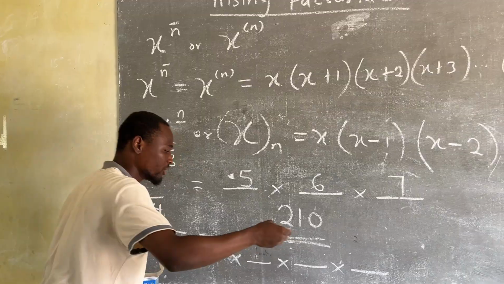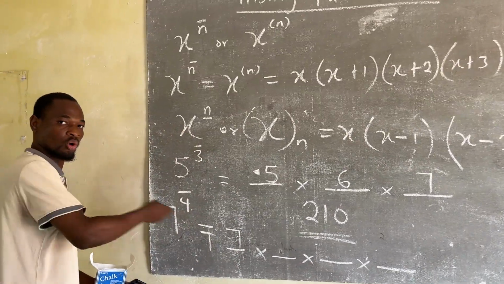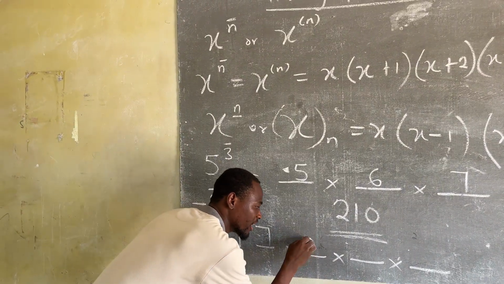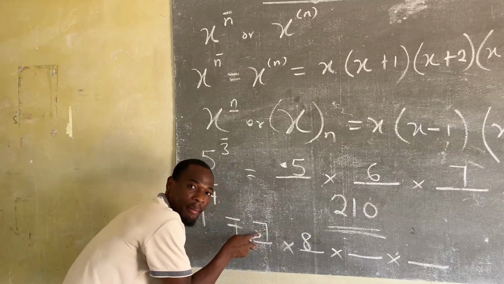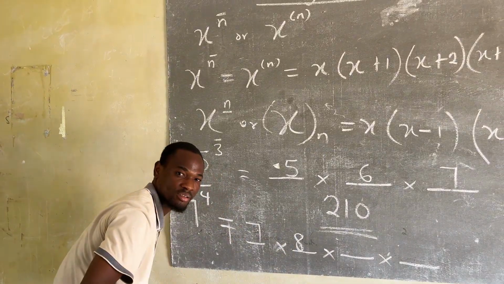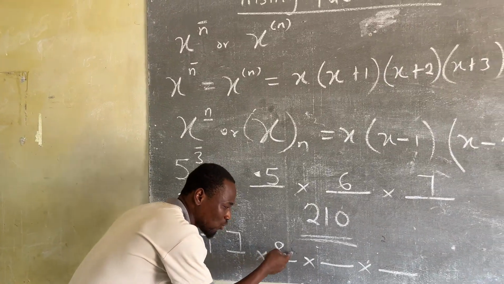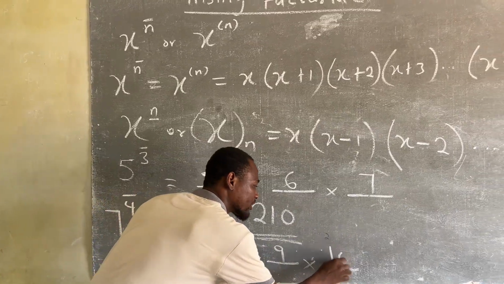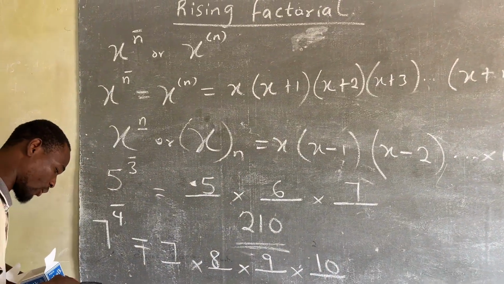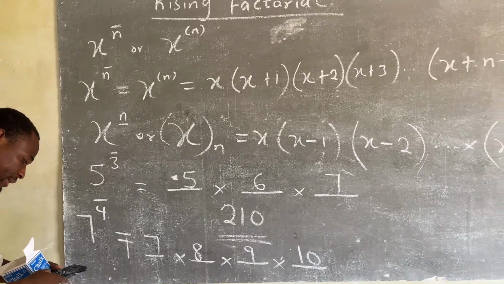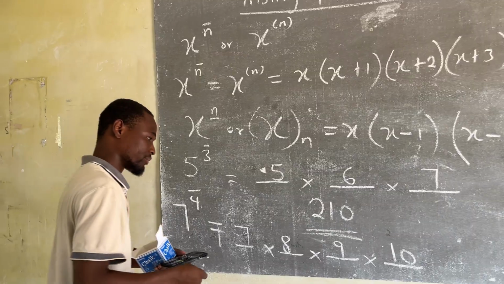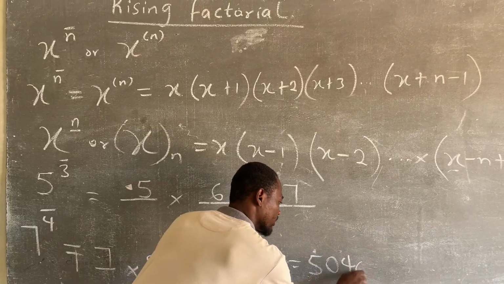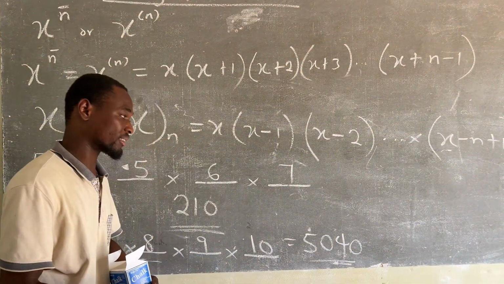Then progressively you keep adding 1 to those preceding numbers. So my next number is 8. So if I add 1 to the preceding number, I have the succeeding numbers. Do you get it that way? So when I add 1 to 8, I have 9. If I add 1 to 9, I have 10. And by the help of the calculator, we are getting this 5, 0, 4, 0. As simple as that.